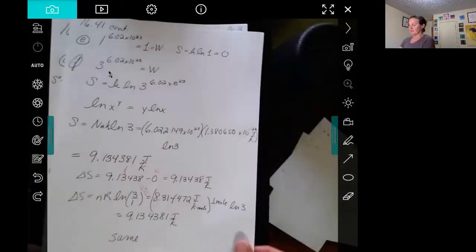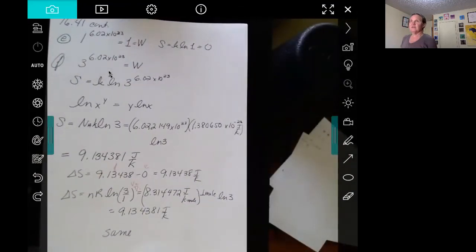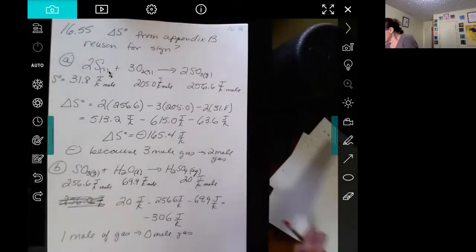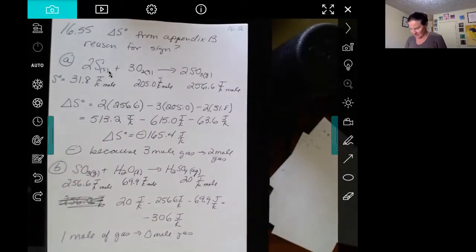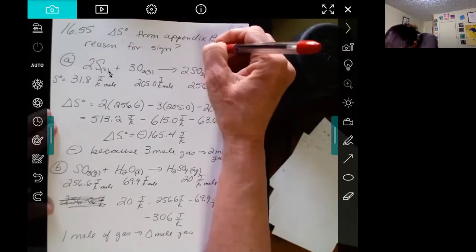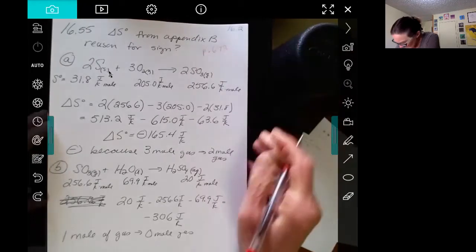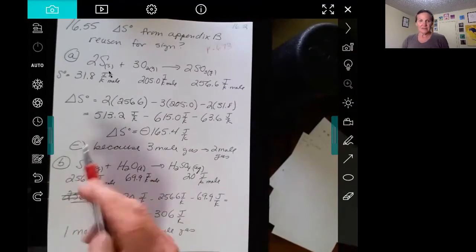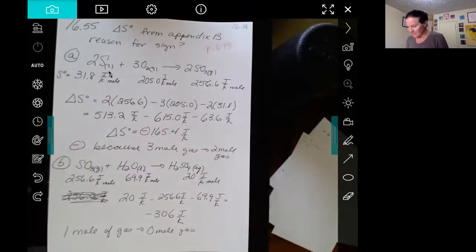So I guess the moral of that story really is that an increase of volume is the same thing as saying an increase in the weight, the number of ways molecules can choose to exist. So the next one, 6.55, this is on page 673. It wants us to use the standard entropy table, so the S naught table, and calculate delta S for these processes at 25 degrees, and then just look at the process and decide why the sign ended up the way it did.